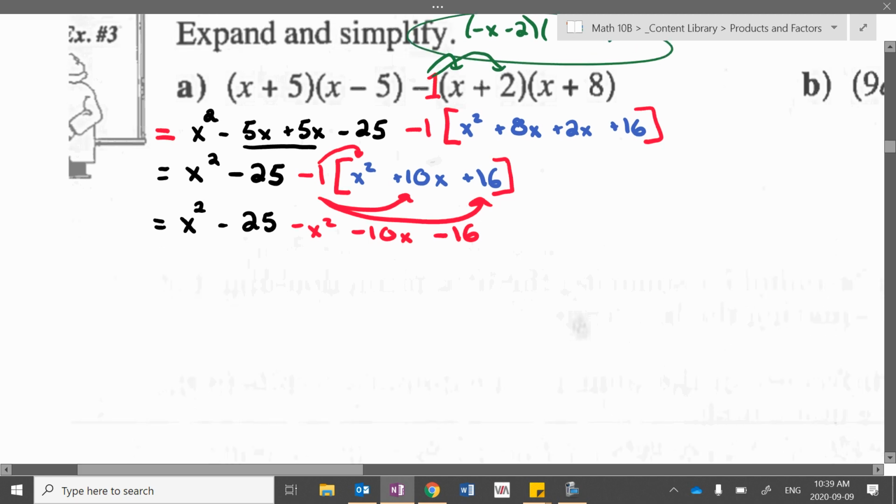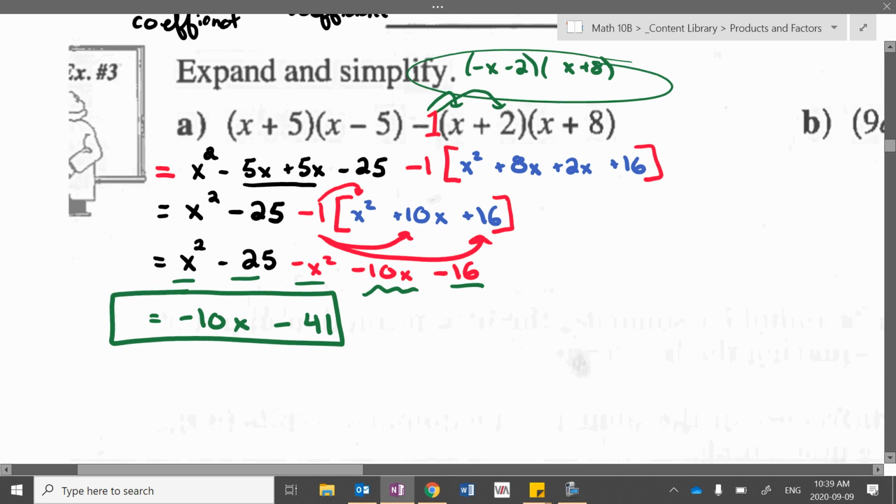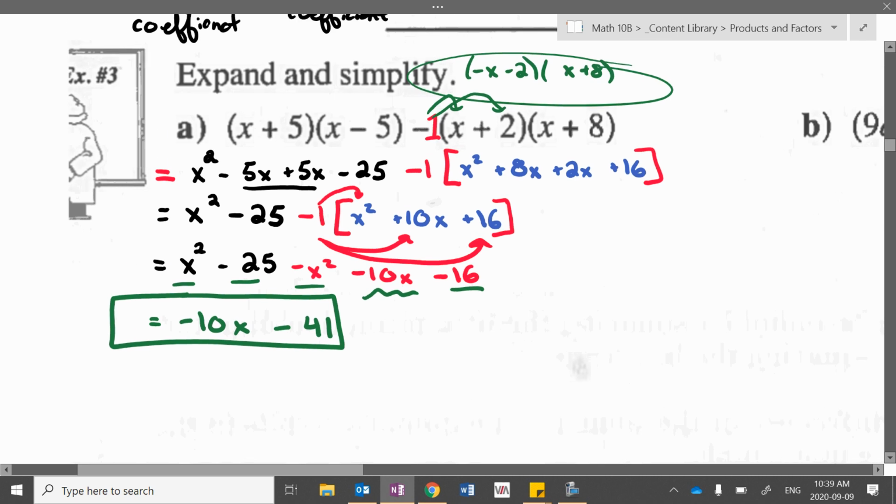Okay, so from here, we're going to combine and cancel like terms. I have an x squared and a negative x squared. Those two guys cancel right out. So I have no x squares. I only have one x, so that guy is just going to stay -10x. Then I have -25 and -16, which gives me a -41. That's your final answer. I did this question showing as much work as I possibly could. If you want to show less work, that's fine.